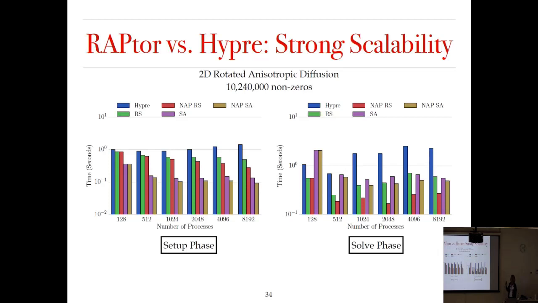This shows both the setup and solve phase of an anisotropic diffusion problem. The blue line is Hypre timings, and all of the other lines are different RAPtor timings. The green line is the standard classical AMG in RAPtor. This is performing the exact same methods as Hypre. If we use the same random number generator as Hypre, we can actually get the same residuals for many problems. So we are doing the same methods; it's just a different implementation. You can see that there's a drastic difference at times between the blue and green timings. The red timings are standard AMG in RAPtor, but with node-aware communication. The purple lines are using the smooth aggregation solver, and the yellow line is using node-aware communication inside of smooth aggregation.